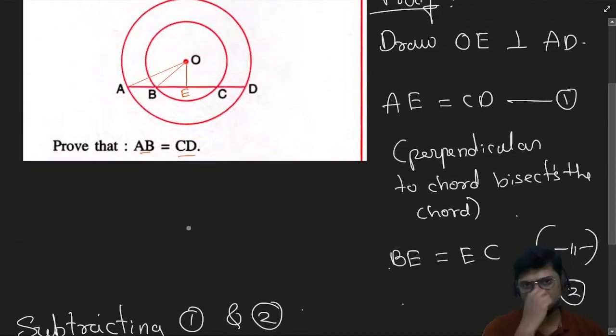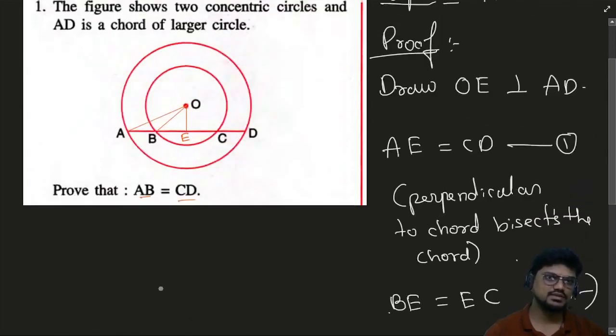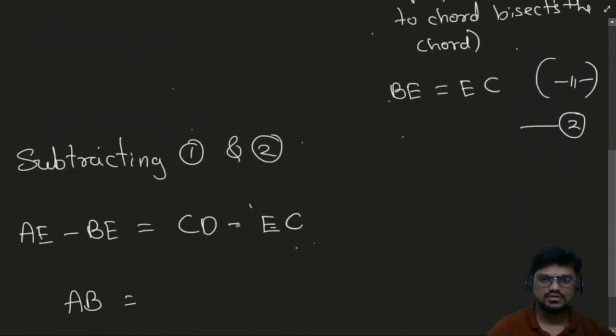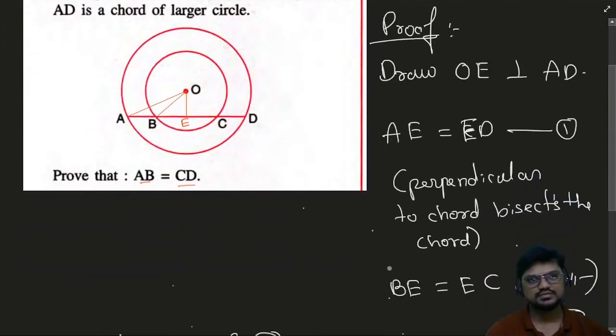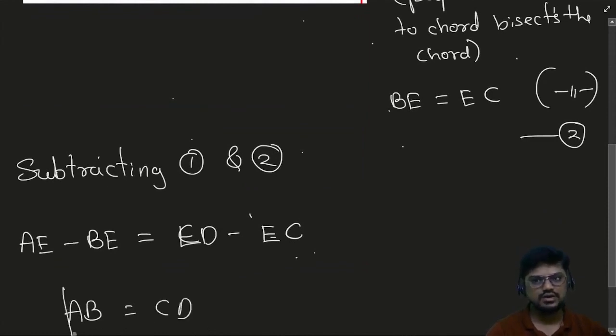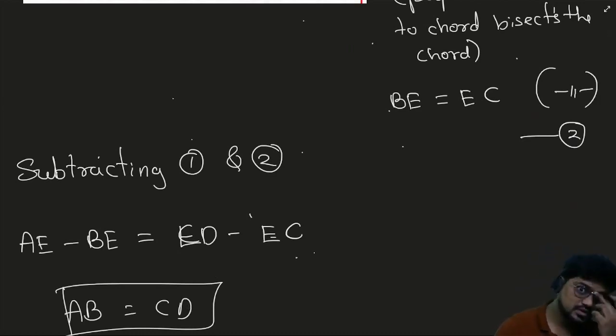So AE minus BE will be how much? AB. And ED minus EC will be how much? Wait, not CD. AE is equal to ED, not CD. And then ED minus EC will be how much? ED minus EC will be CD. Understood? Therefore, these two lengths will be equal. Okay, Arjun, no problem.